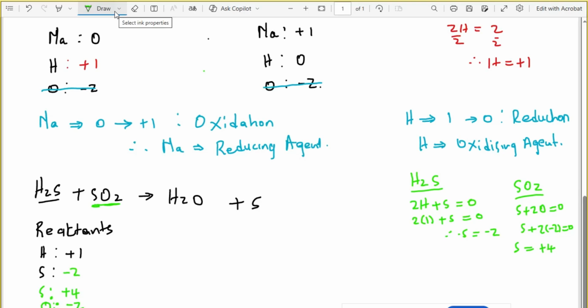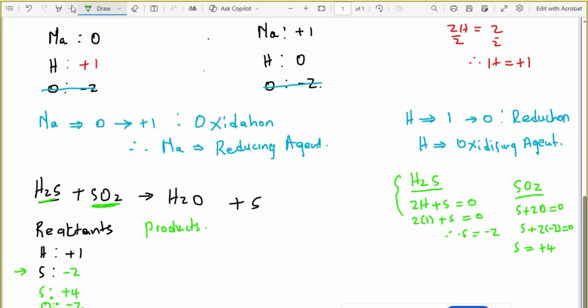The oxidation number, it depends. Yes, it won't be the same. It depends on which compound that S is in. You see this S, it's combined with H2. This gives us the oxidation number of -2. In this compound, it's combined with O2. This gives us a different oxidation number. So you have to do this calculation. You understand? And then let's move to the products.